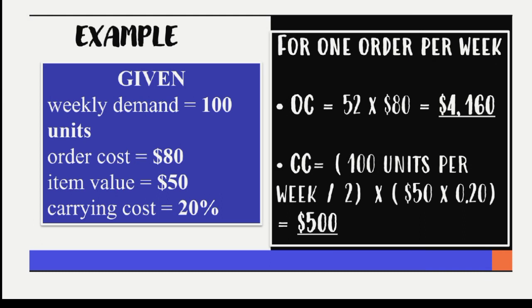Alternatively, look what happens to ordering and carrying costs if we place one order per week. So, ordering cost is equal to 52 orders times $80 per order, that is equal to $4,160. For the carrying cost, average inventory 50 times carrying cost, which is the $10, that is equal to $500.